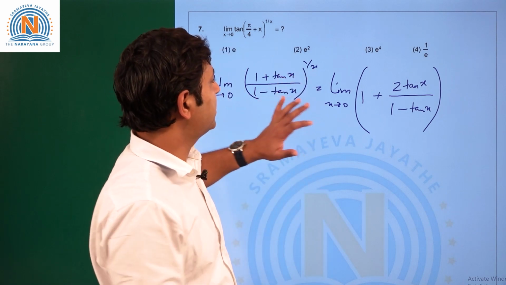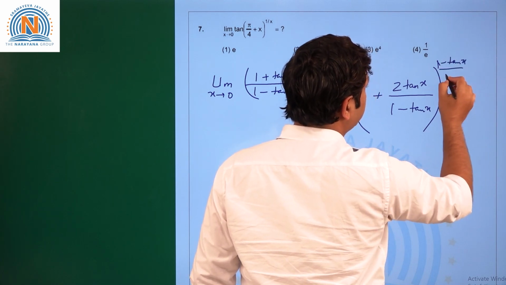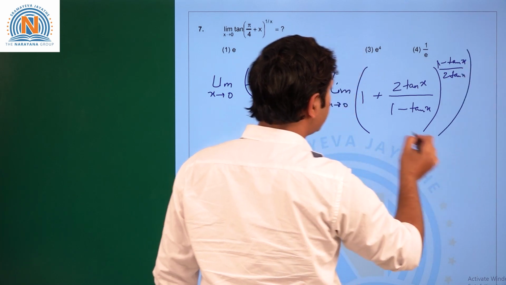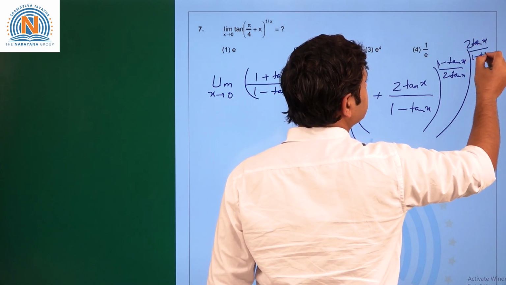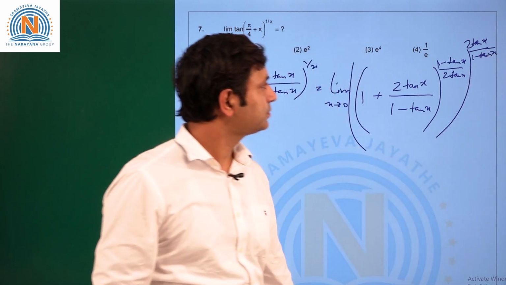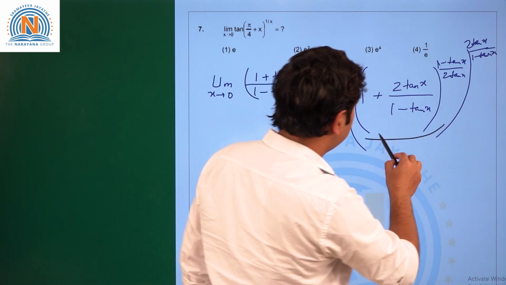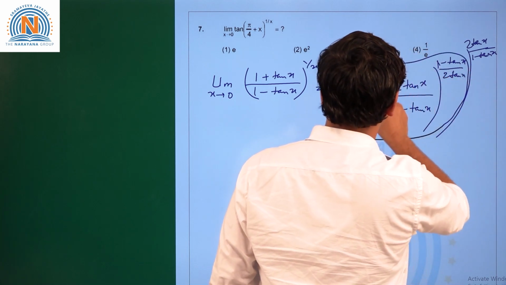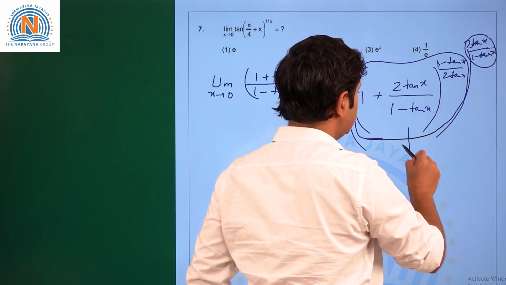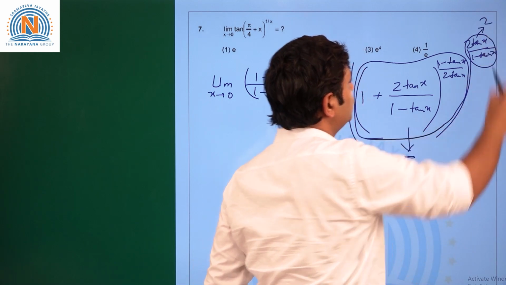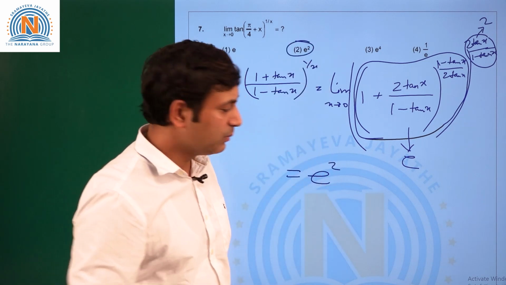Now the power was 1 upon x, we'll take power (1 minus tan x) upon 2 tan x and then raise the whole to power 2 tan x upon 1 minus tan x. And we won't forget this x also. Notice that this entire base is tending towards e, and the exponent is tending towards 2. Our answer will be e square. We'll mark that, and we'll move on to the next question.